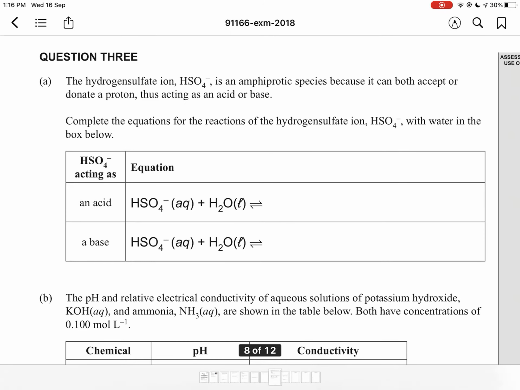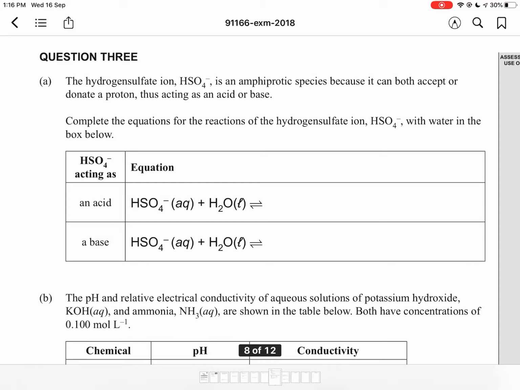Okay, so question 3, the hydrogen sulfate ion HSO4- is an amphiprotic species because it can either act as an acid or a base. It can either donate a proton or it can accept a proton. So it can both accept or donate a proton, thus acting as an acid or a base. Complete the equations for the reaction of the hydrogen sulfate ion HSO4- with water in the box below.